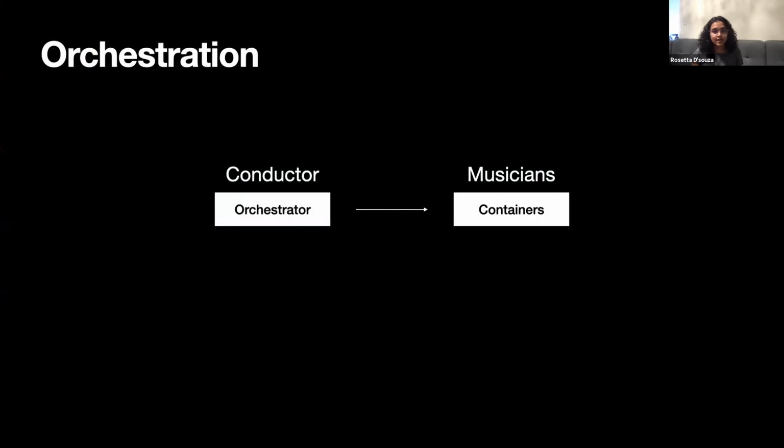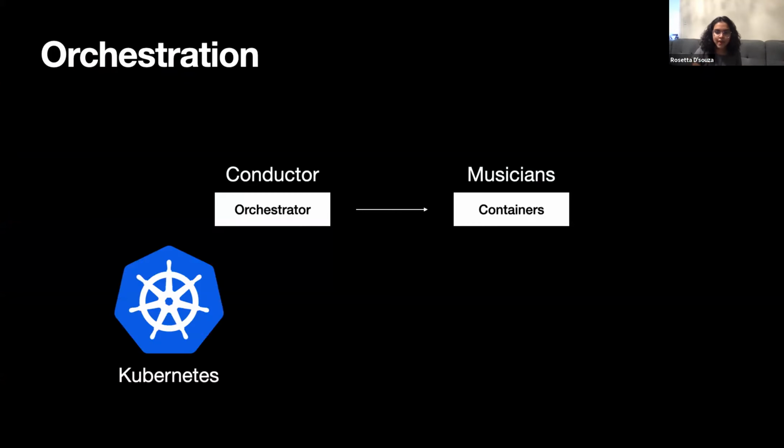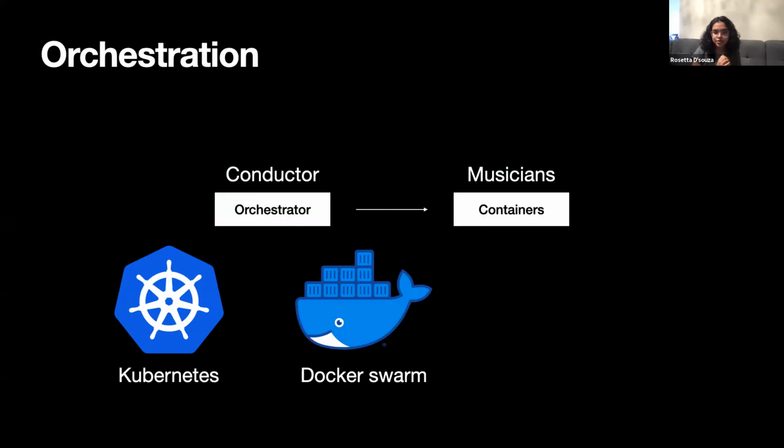So using this analogy, the orchestrator is the conductor, and our containers are the musicians. The orchestrator is responsible for managing the containers. You've probably heard about a popular orchestration technology called Kubernetes. There's often confusion between Docker and Kubernetes. Docker is the tool that allows you to build images and run containers. Kubernetes allows you to manage these containers. Docker relatively recently introduced swarm mode, so Docker now also has an inbuilt orchestrator.